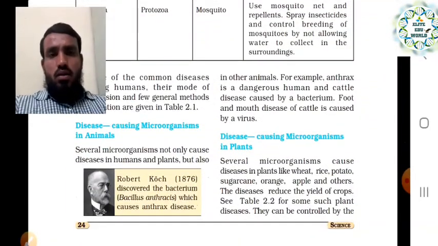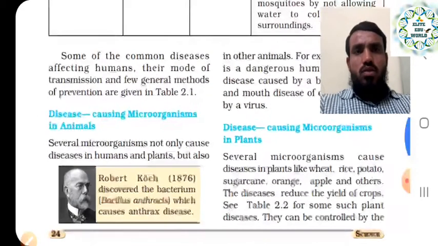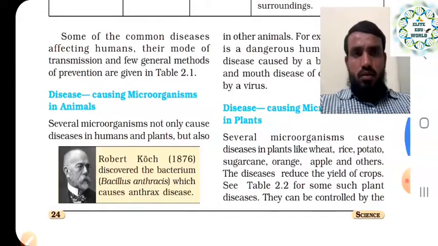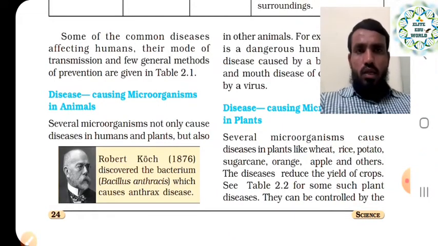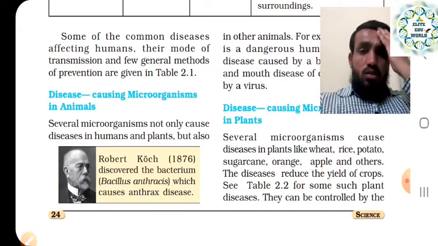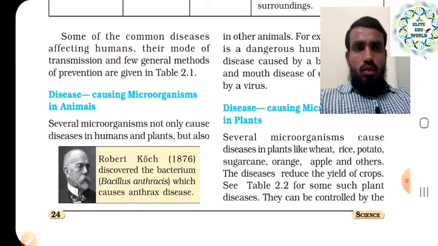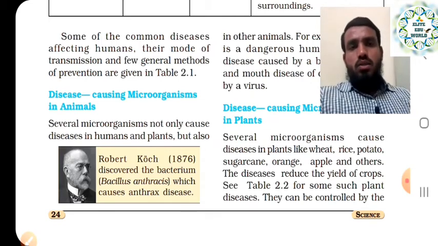Now we will start this session with disease causing microorganisms in animals. Up to here we have seen so many points. Now we will see the disease causing organisms in animals. Up to here we have seen the organisms which are useful or which cause disease to human beings only. Now we will talk about the other animals or plants.